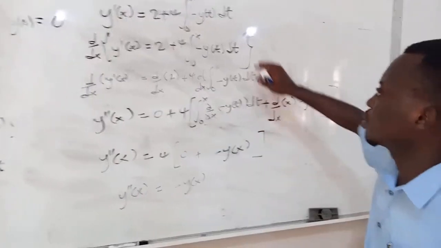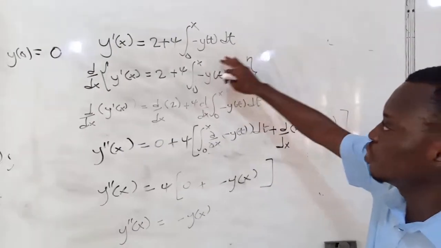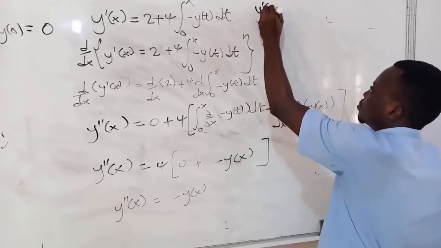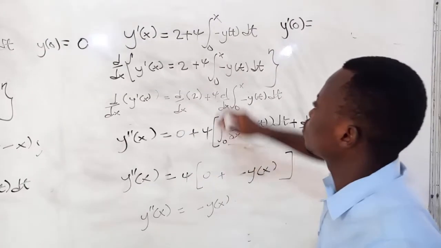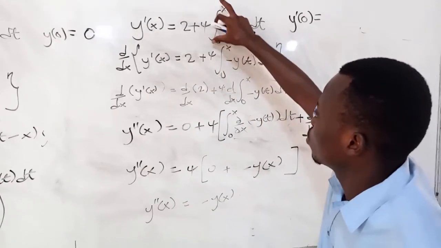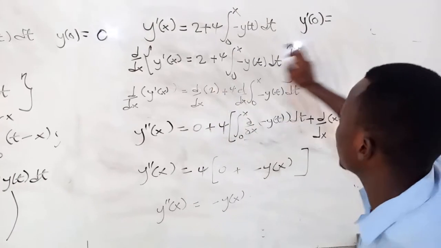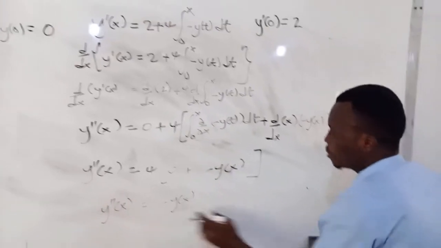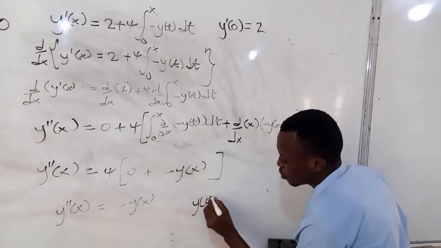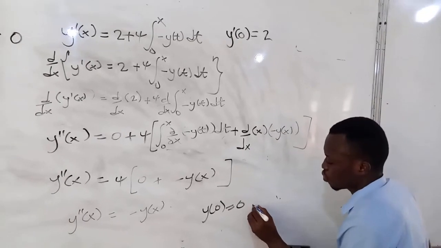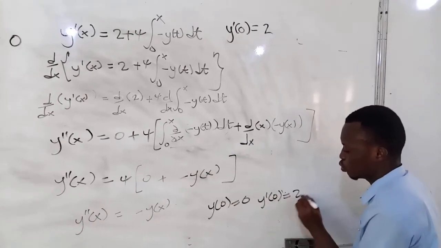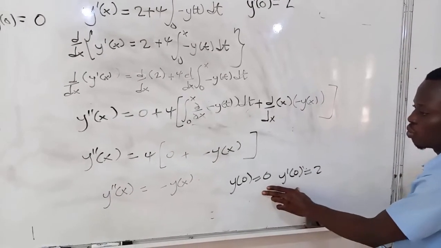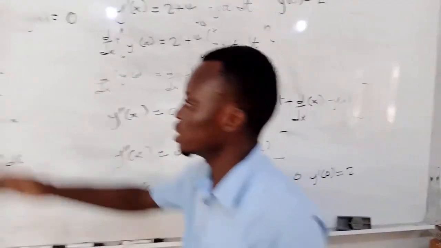And we come to this equation 2. Wherever you see s, you replace it with 0. And I'm going to have y prime of 0 to be equal to, if I replace it with 0, the whole of this term becomes 0. Now remaining is 2. So y prime of 0 is equal to 2. So the initial conditions: y of 0 is equal to 0, then y prime of 0 is equal to 2. And you have to solve this ODE together with its initial conditions to have a solution to this integral equation.